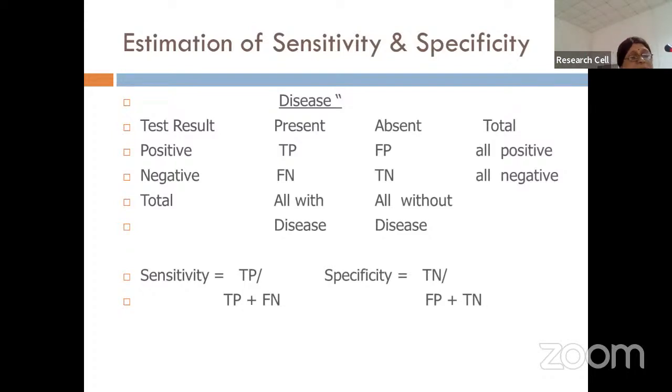So how to measure sensitivity? It is true positive divided by true positive plus false negative. While specificity is true negative divided by false positive plus true negative. Here you can label as A, B, C, D. A means true positive, B means false positive, C means false negative, and D means true negative. So sensitivity means A upon A plus C, while specificity means D upon B plus D. Instead of remembering that, you can calculate sensitivity as true positive divided by true positive plus false negative, and specificity as true negative divided by false positive plus true negative.